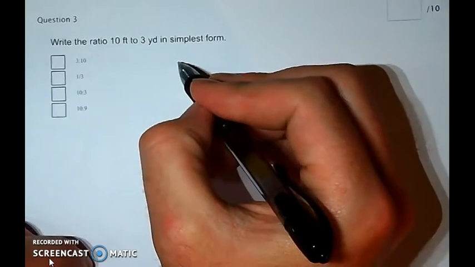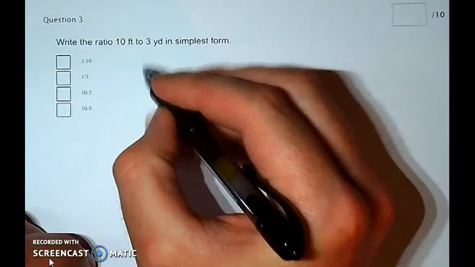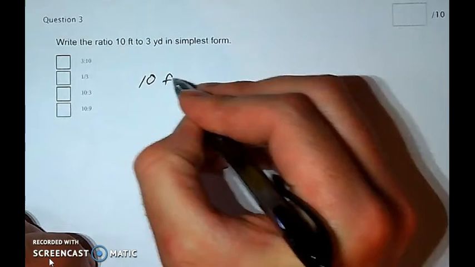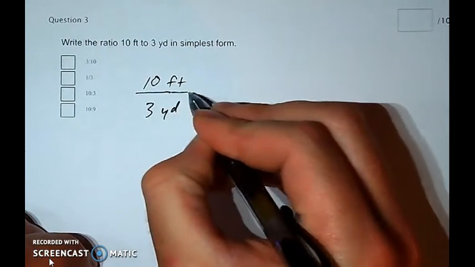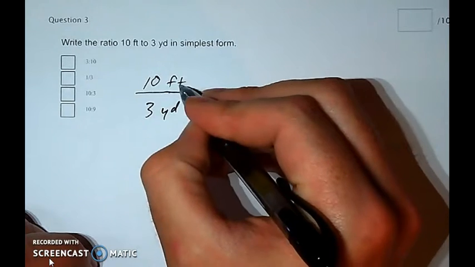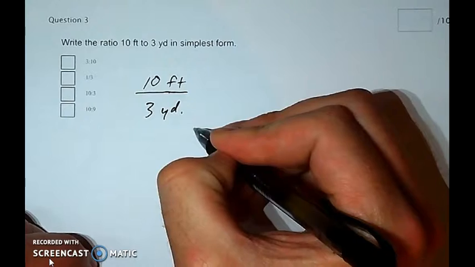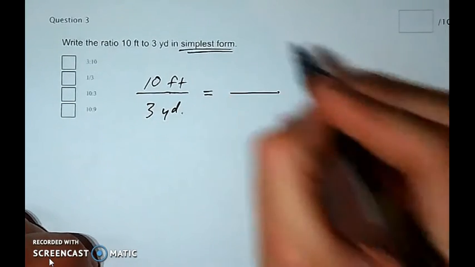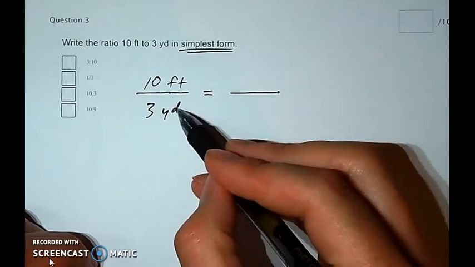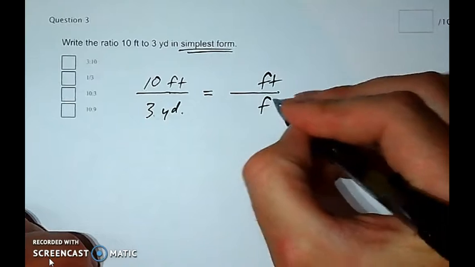Question 3. 10 feet to 3 yards in simplest form. These terms are both measuring length, and when that's the case, we can attempt to make both units exactly the same as well. All right, so here we need to make our units the same in order to put it in simplest form, and it's much easier to put yards into feet here, so we're going to have feet over feet.